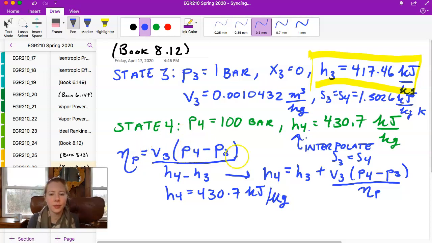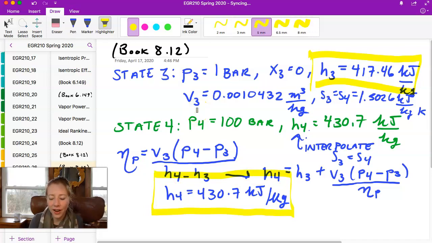So V times delta P gives you the isentropic work in, so this would be the ideal case on top, and then the delta H is the actual. But in this case we were dealing with the isentropic entropy condition, so we could have interpolated. So H4 is 430.7 either way. So let's put a box around it.